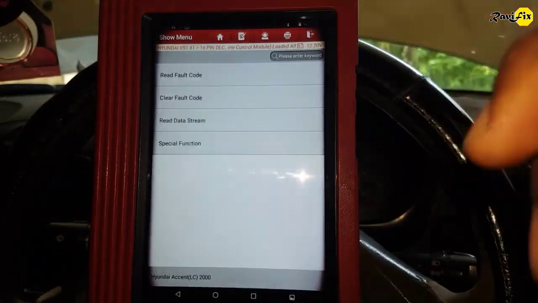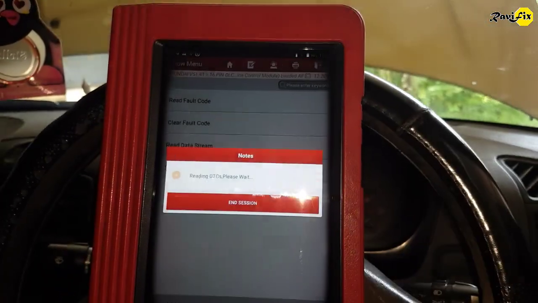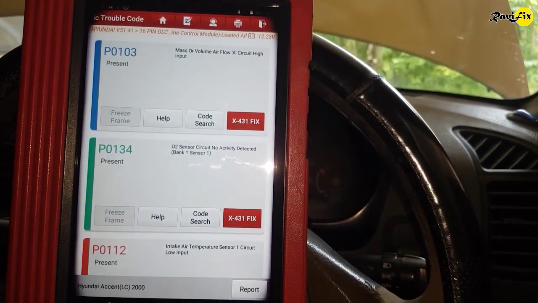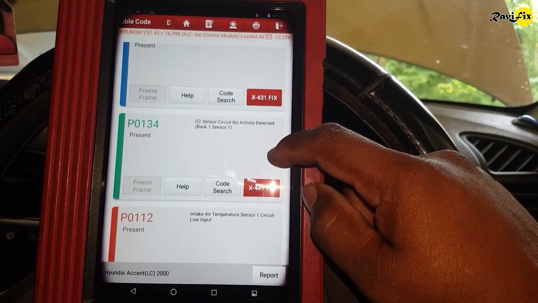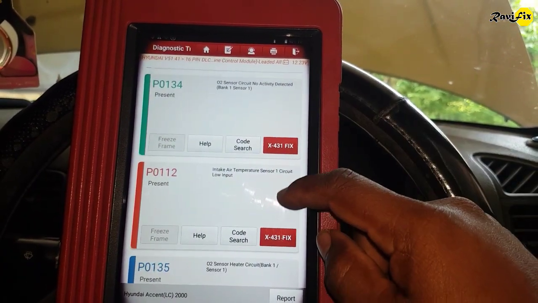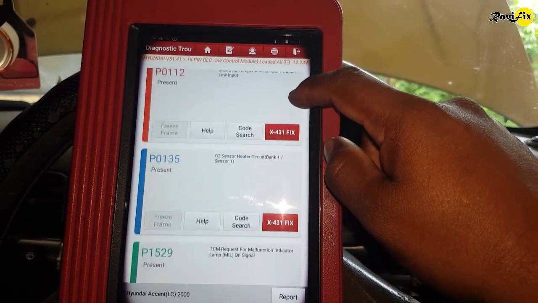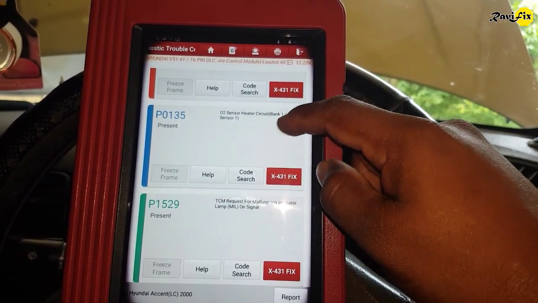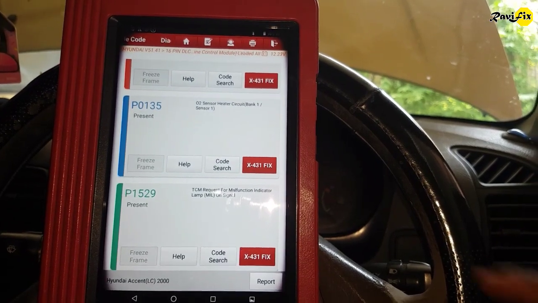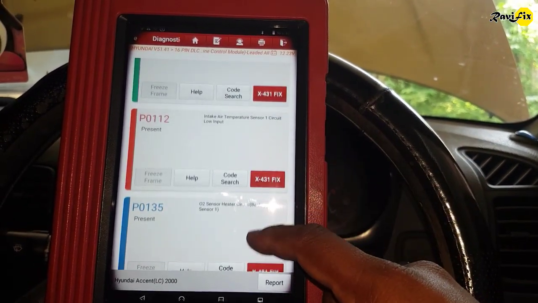First, I am going to check what fault codes are available. Tap on read fault codes. Here you can see a bunch of fault codes in the engine control module. P0103, mass airflow circuit high input. P0134, O2 sensor circuit no activity detected. P0112, intake air temperature sensor, P0135, O2 sensor heater circuit, and P1529, TCM request.